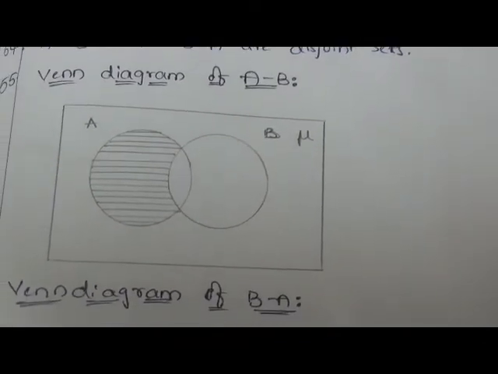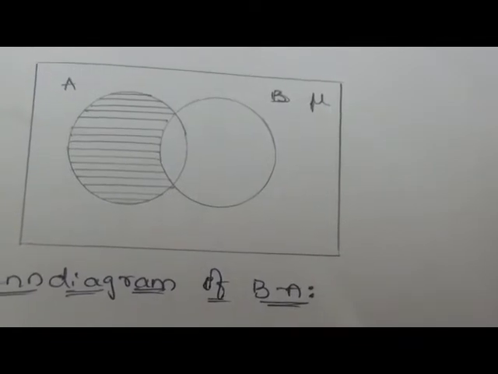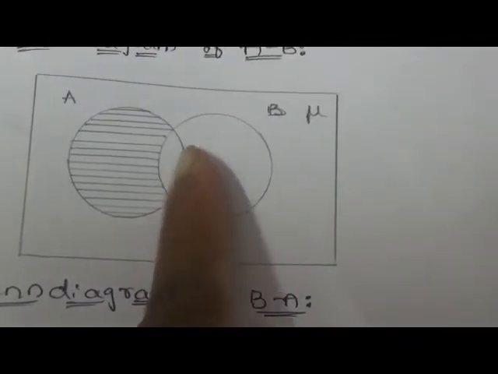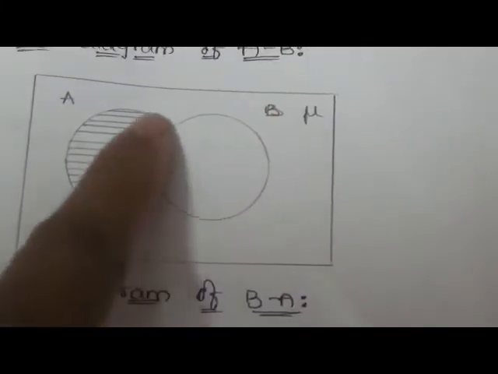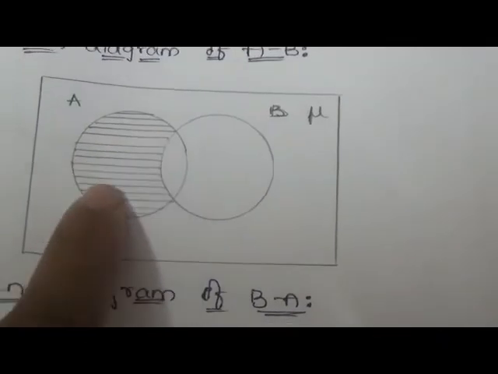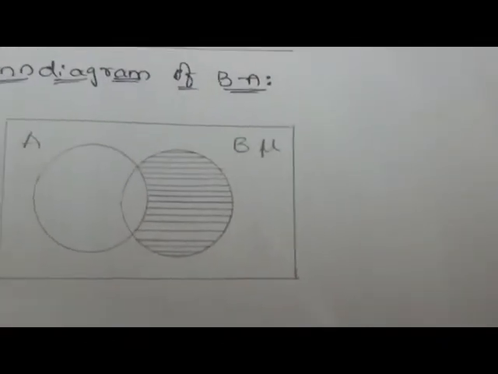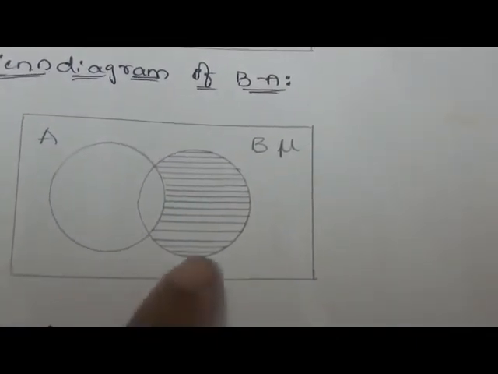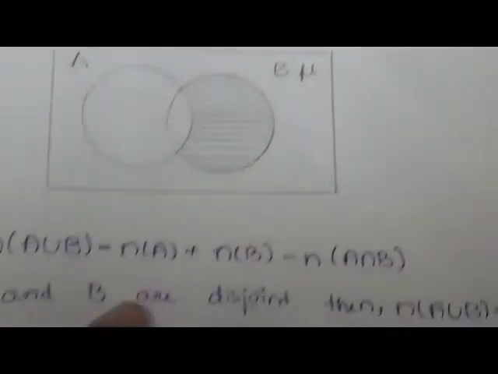The Venn diagram for A minus B: the A set is drawn like this, and you have to remove the common elements with B from it. Only the A elements are written. Venn diagram for B minus A: you have to remove the A part, then write the elements remaining in B.